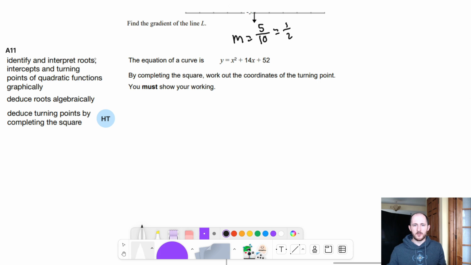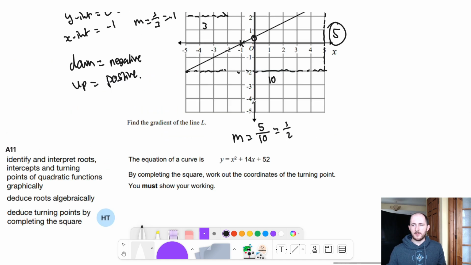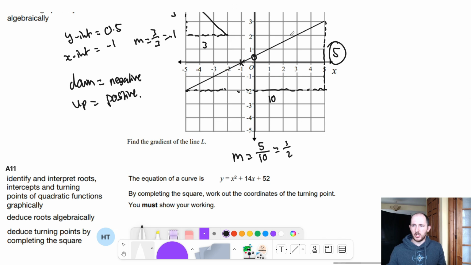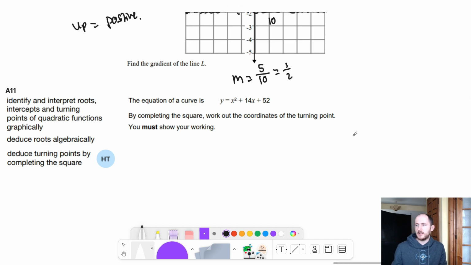Identify and interpret roots, intercepts and turning points of quadratic functions graphically, deduce roots algebraically, and deduce turning points by completing the square. So again, if you have a quadratic, it's going to look like a U or an N shape. The turning point is just, so if I do a lightning fast sketch, a quadratic looks something like this, right? This is the turning point. Again, the intercepts are the same thing. The y-intercept would be here, and the two x-intercepts are over here.